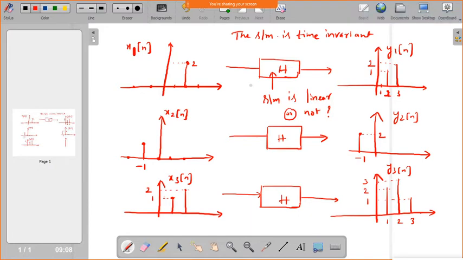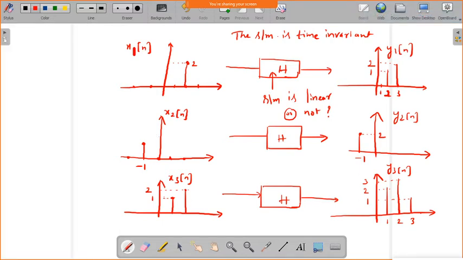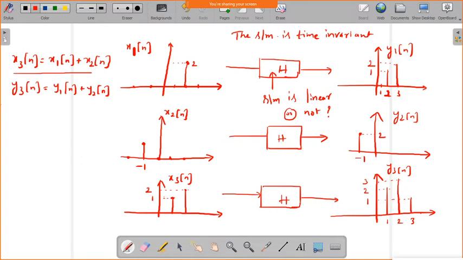If the system is additive, then y3 of n should equal y1 of n plus y2 of n, if the input x3 of n equals x1 of n plus x2 of n. So if the system is additive, the corresponding output should also be additive. Now let us find out whether the system possesses this property or not.